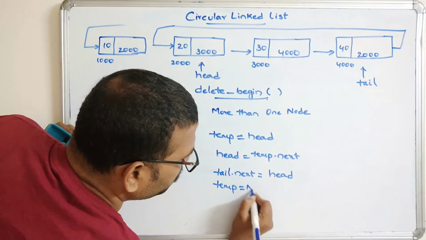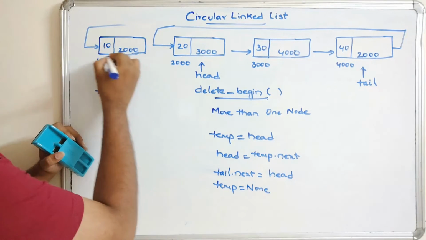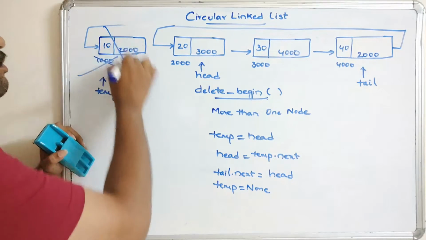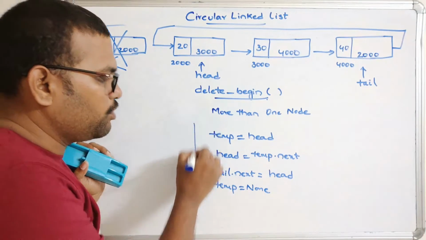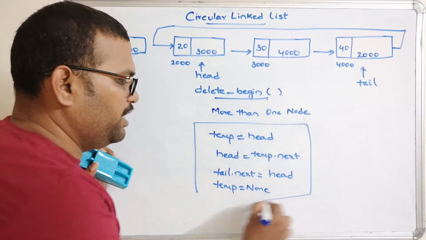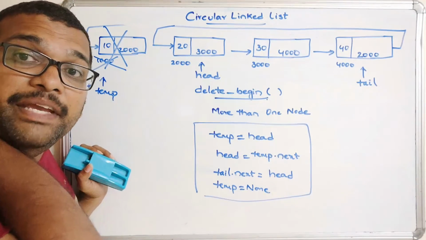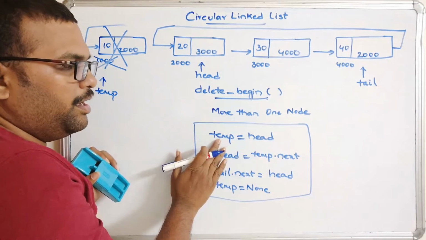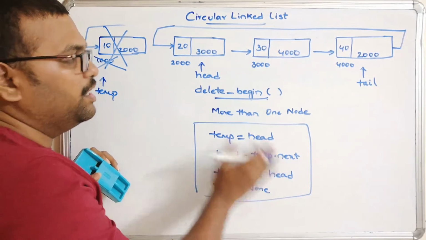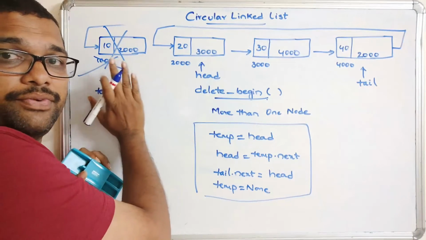Temp is equal to none. So obviously this node will be deleted. So this is a small code to delete a node from the beginning. Okay, simply we are assigning head to temp and we are moving head to the next node because we are deleting the first node, right?